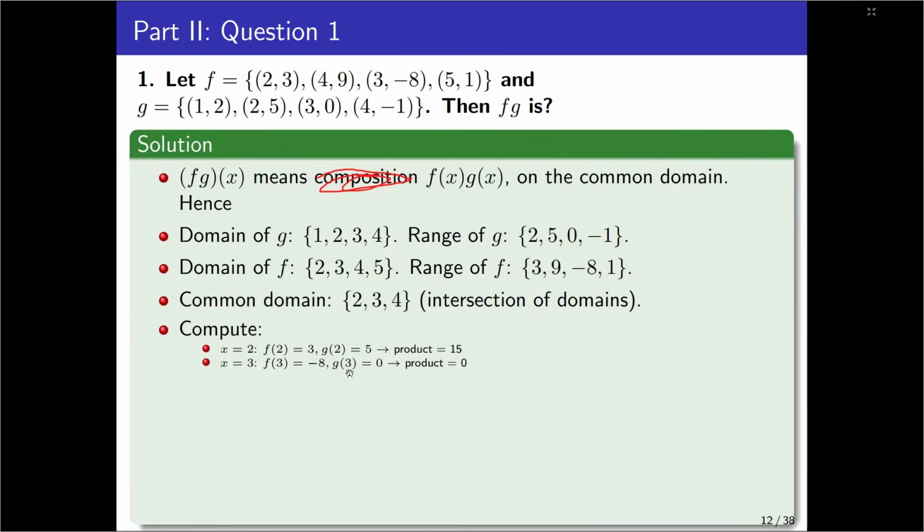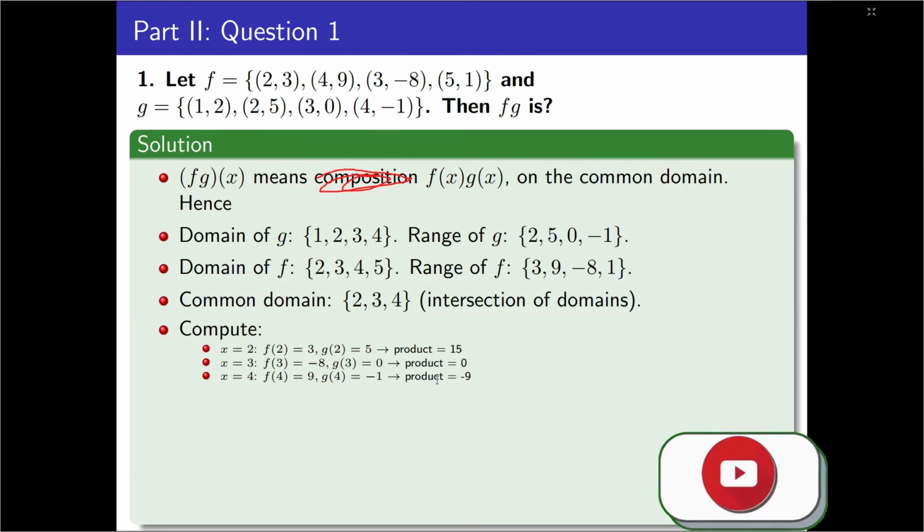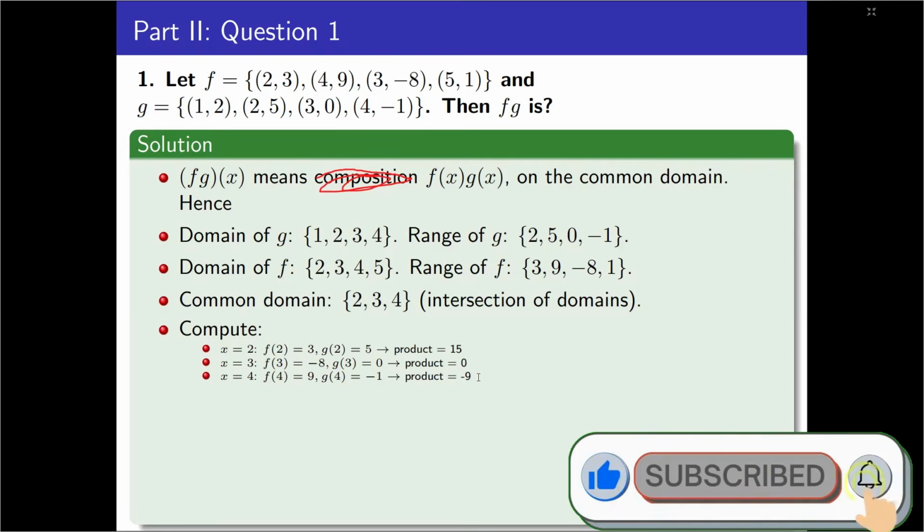And the image of 3 under g is simply 0, so their product, which is minus 8 times 0, is 0. And last, at 4, the image of 4 under f is 9, and the image of 4 under g is minus 1. That is (4, 9) and (4, minus 1), so their product will be minus 9.